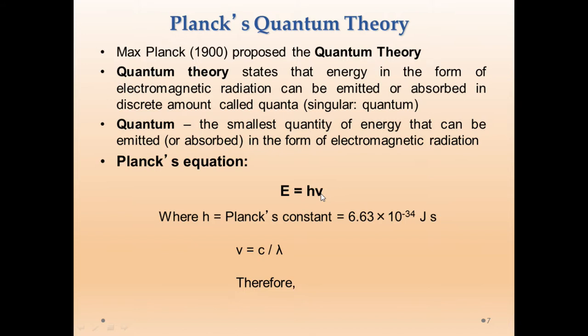When we substitute, we can rearrange, and the energy of the electrons can be recalculated by substituting this and getting hc over lambda. Again, h is a constant, c is the speed of light, and lambda is the wavelength. So by substituting, we can calculate the energy of the quantum.